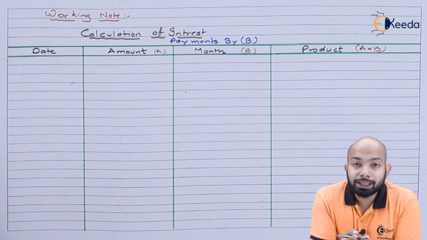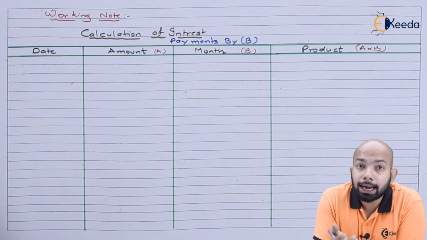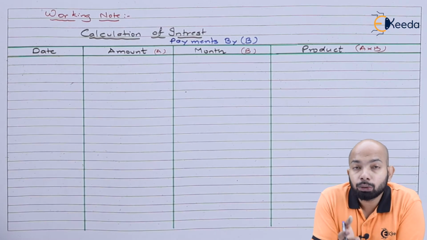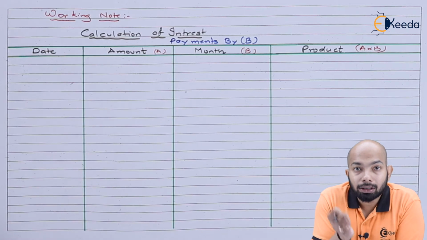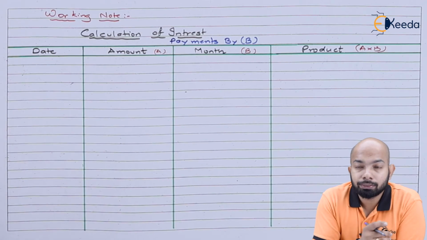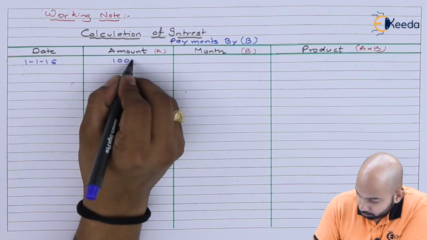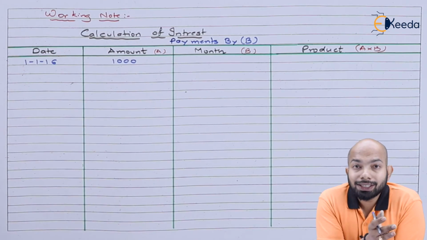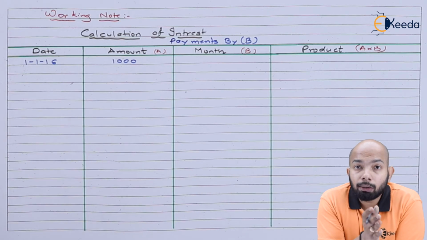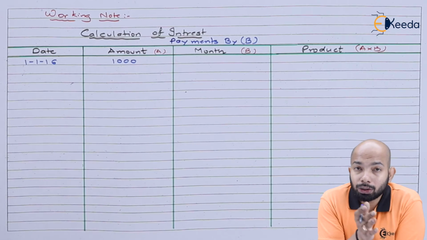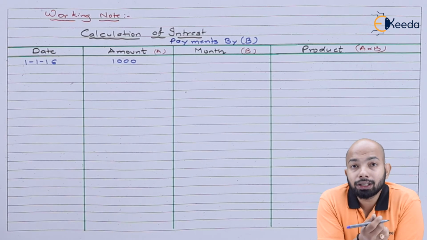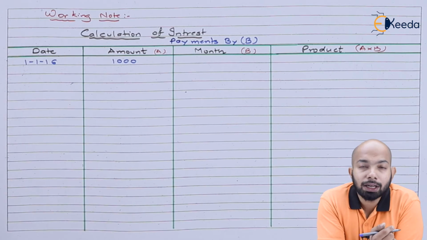So we have mentioned the same thing here, same format: date, amount, month and product. Amount will be A, month will be B, and the product will be A into B. Let's figure out the payments done by B now. Now on 1st of Jan 2016, B made a payment of 1,000 towards freight and charges for the goods that were bought on credit for worth rupees 10,000. So credit transactions aren't taken here. The only transaction that has been taken is the payment that has been made in cash. So 1,000, and now the months will be 3 months because it is until 31st of March that we have to calculate.